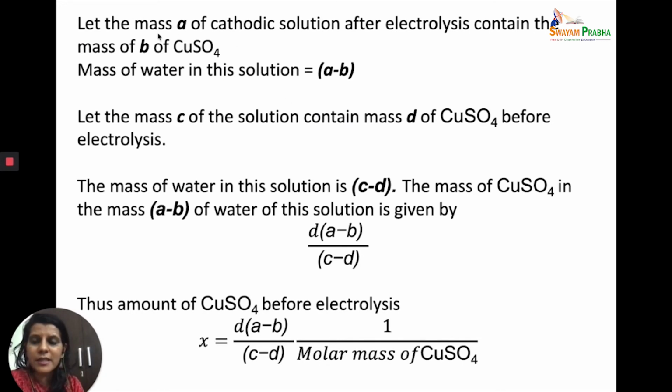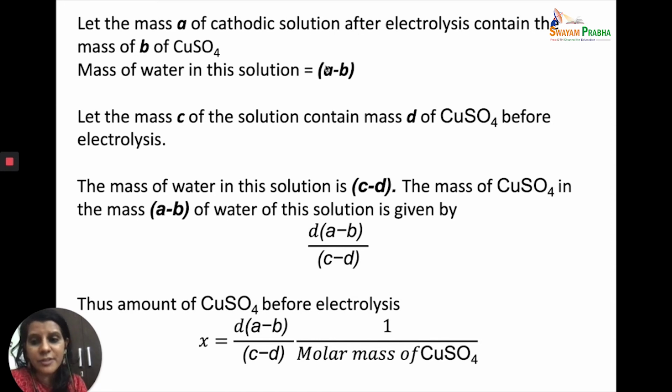Now let's consider the electrolysis of copper sulfate using copper electrodes. Let us say that a mass A of the cathodic solution is taken after electrolysis and contains the mass B of copper sulfate. So after electrolysis, you took out the cathodic solution from the stopcock and you measured the mass B of copper sulfate in that cathodic solution. Now the solution mass was A, the mass of copper sulfate was B, so the mass of water in this solution will be A minus B.